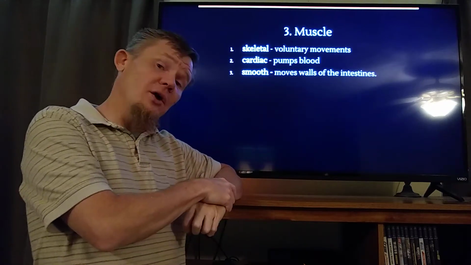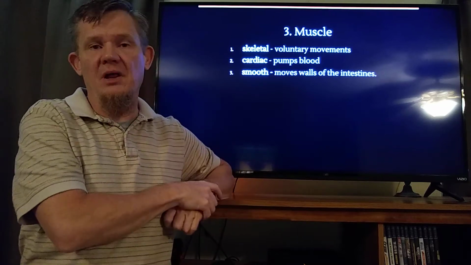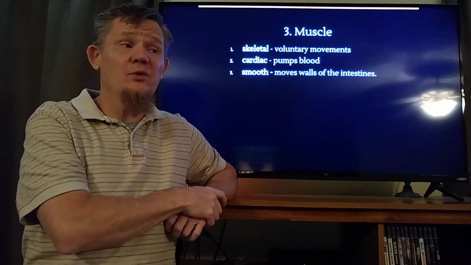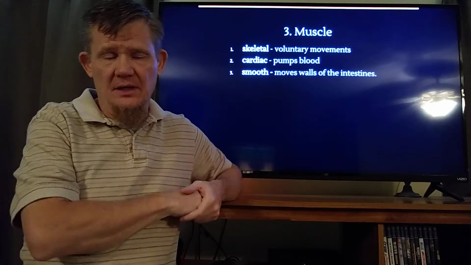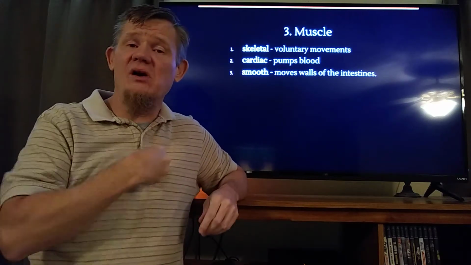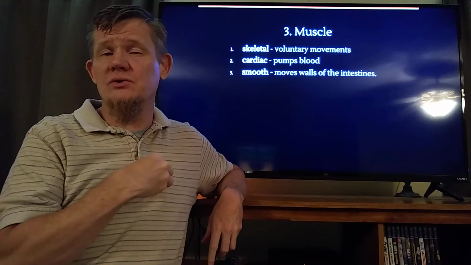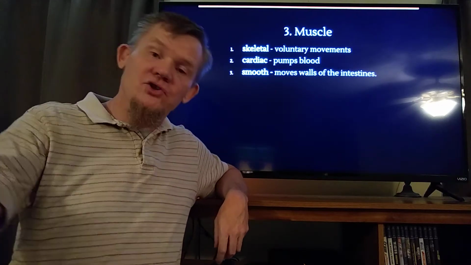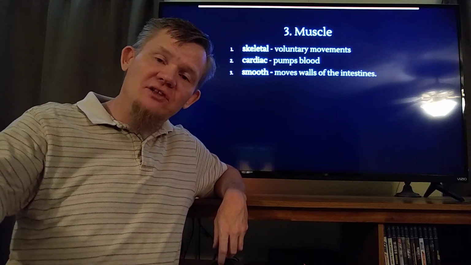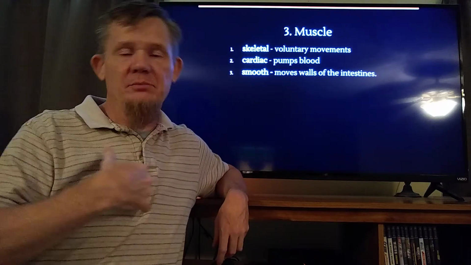Our next variety is cardiac muscle, and as the name cardiac implies, this is heart. And where do we find cardiac muscle? You only find it in the heart. Heart muscle is involuntary, which means you don't choose when it works. Isn't that a good thing? Aren't you glad that you don't have to decide when your heart beats?